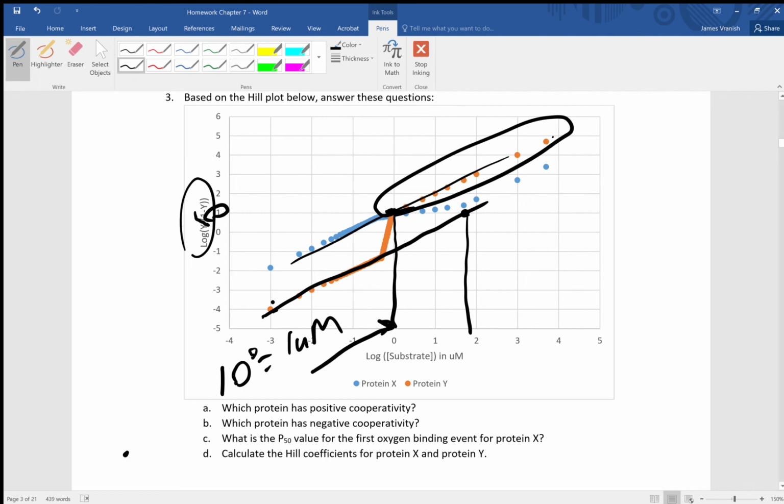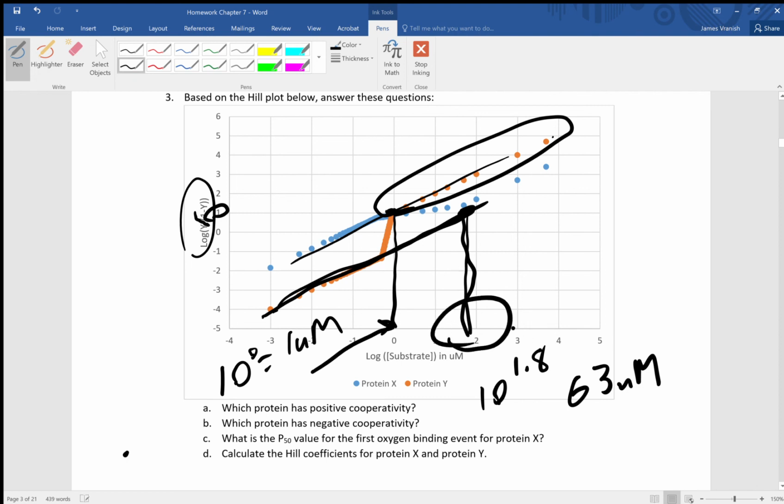The first one, we follow this part of the curve to here on down, and we get an x value of about, we'll say, 1.8 in this case. I'm just estimating. So 10 to the 1.8 power is going to be about 63 micromolar. Our first binding event is given by the lower portion of the curve. Its binding affinity corresponds to about 63 micromolar roughly.